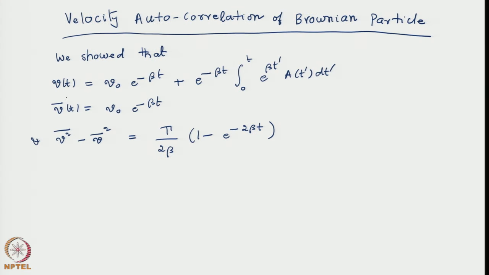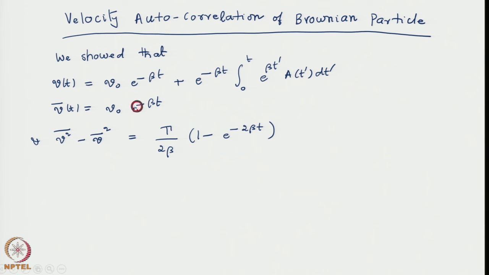Continuing with our Brownian motion theory, we showed in the previous lecture that the velocity of the particle, starting with its initial velocity v naught, in the presence of a fluctuating acceleration A(t'), evolves according to this formula: v(t) equals v naught e to the power minus beta t plus e to the power minus beta t, an integral over basically the fluctuating acceleration. It is a very first principle solution to the first order differential equation, it is Newton's law for v.